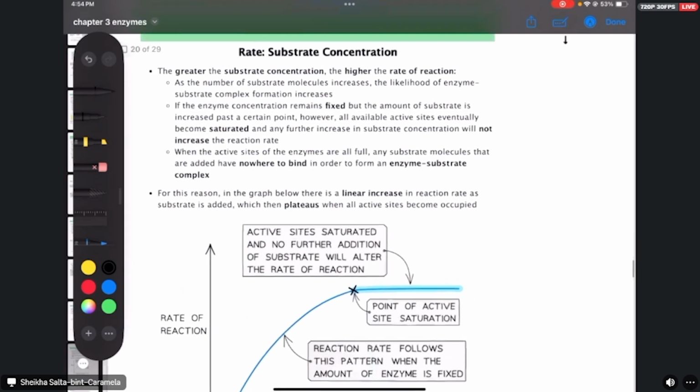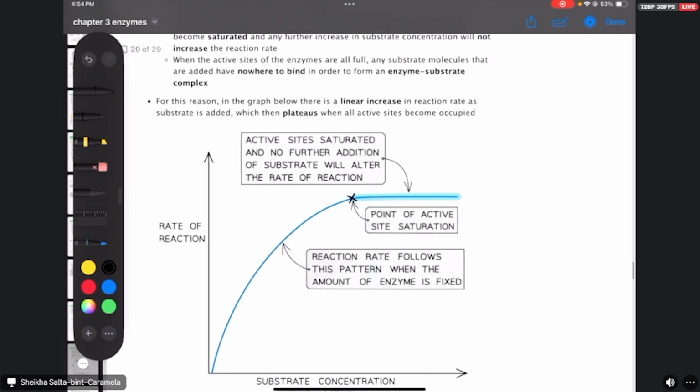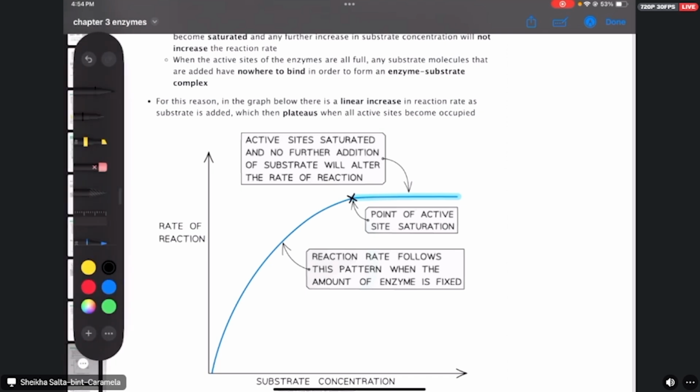Then we have substrate concentration. When measuring this, the greater the substrate concentration, the higher the rate of reaction. Here the enzyme concentration remains fixed, but the amount of substrate increases. If you keep increasing the substrate concentration, the rate of reaction will increase steeply. But after some time, the enzyme concentration will be the limiting factor, as there will be limited active sites available for the substrate to bind to. So increasing the substrate would have no effect on the reaction.